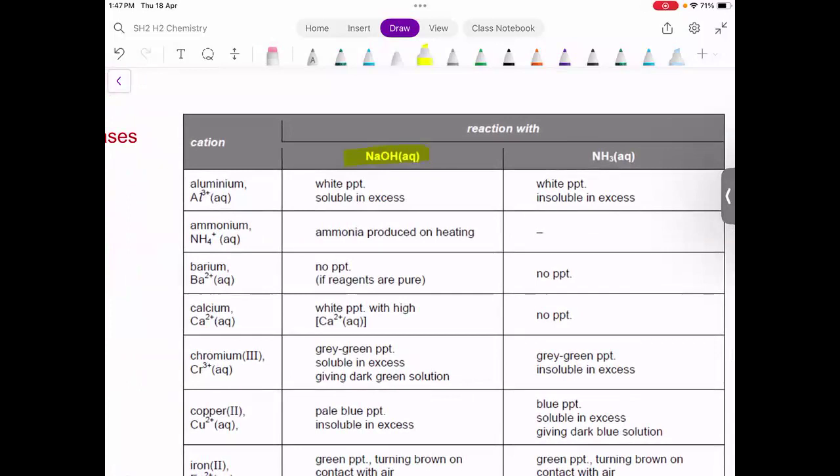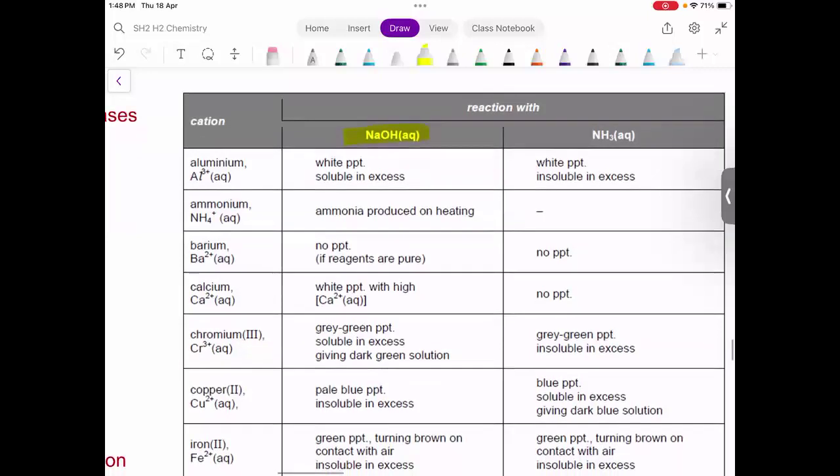These PPT can be formed because they are all sparingly soluble. They exceed Ksp, right? The ionic product exceeds Ksp, therefore it forms the PPT. Notice that there are some PPT that dissolve in excess of sodium hydroxide. One example will be Al3+. This is the sparingly soluble solid, which is aluminum hydroxide. Then with excess of sodium hydroxide, it becomes soluble.